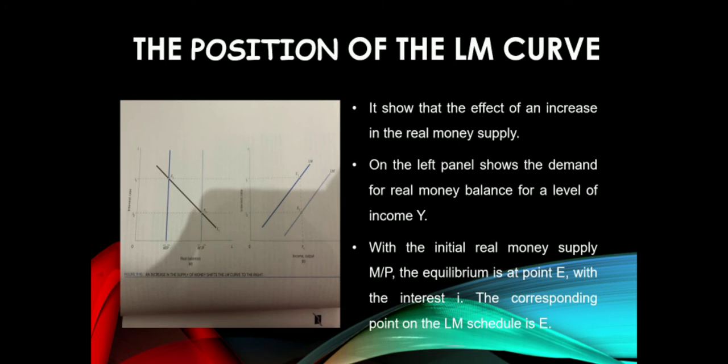As we can see, this curve shows the effect of an increase in the real money supply. The left panel shows the demand for real money balances for a level of income Y. With the initial real money supply M/P, the equilibrium is at point E. With the interest rate i, the corresponding point on the LM schedule is E.